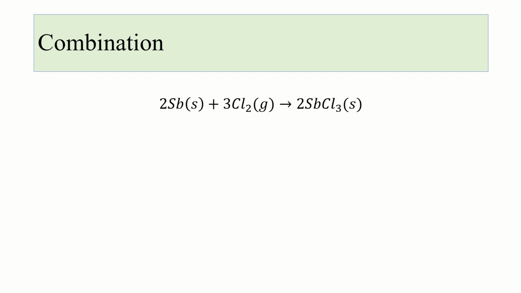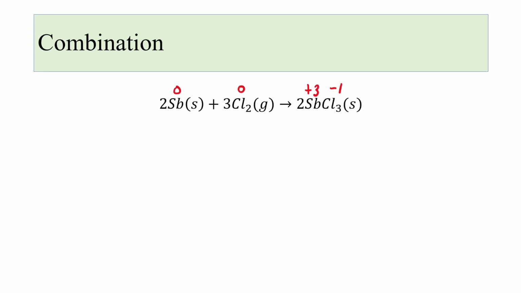Elemental antimony reacts with elemental chlorine, and we know that all the elements have neutral 0 oxidation states. In antimony trichloride, the chlorine has -1 oxidation state. This is for each chlorine, which means that the antimony will have +3 oxidation state.